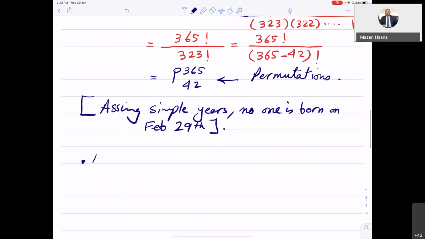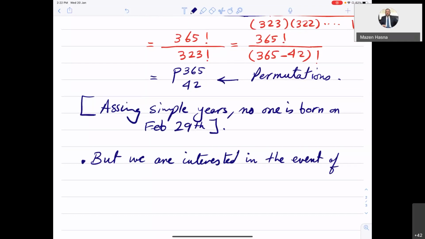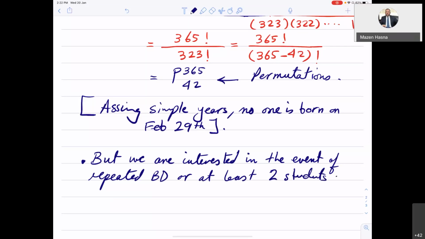We just start counting from 364. 365 power 42 minus the A. Why we got it now? Yes, but we are interested, and let me state why. We are interested in the event of repeated birthday or multiple birthday, or at least 2 students with the same birthday.